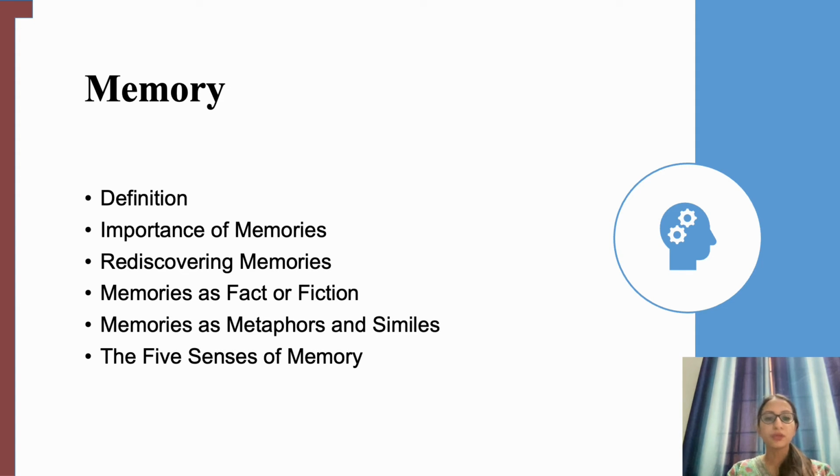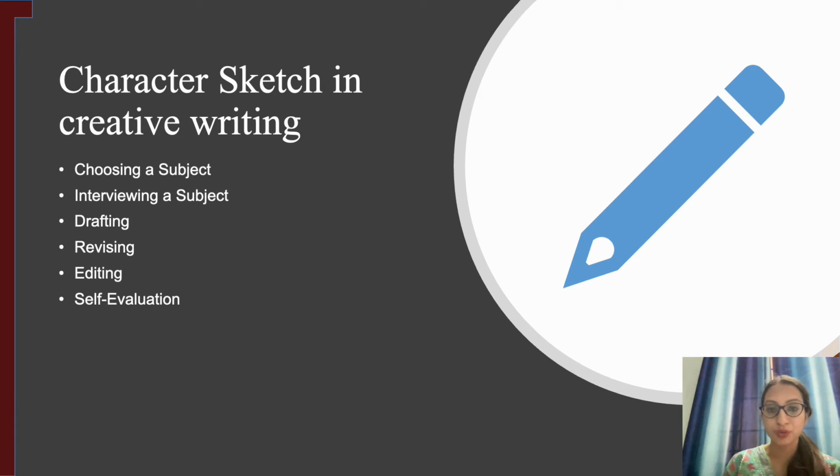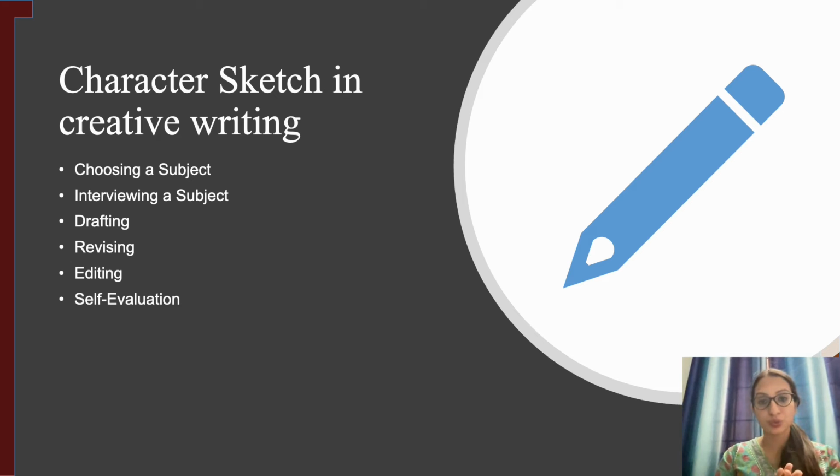Now, moving on, we will go to character sketch. It is very important to understand character sketch. We have discussed character sketch, so now we need to know more about what a character sketch is and what the important aspects of a character sketch are.